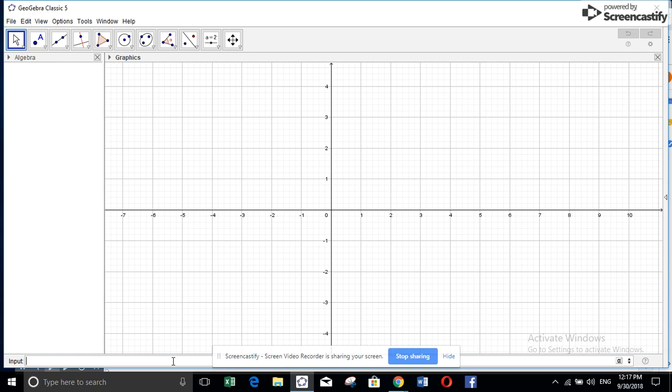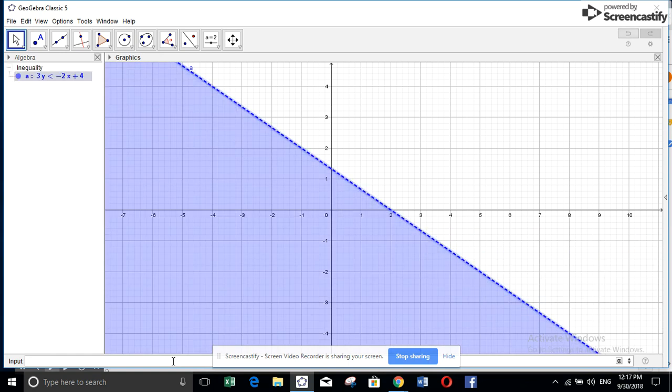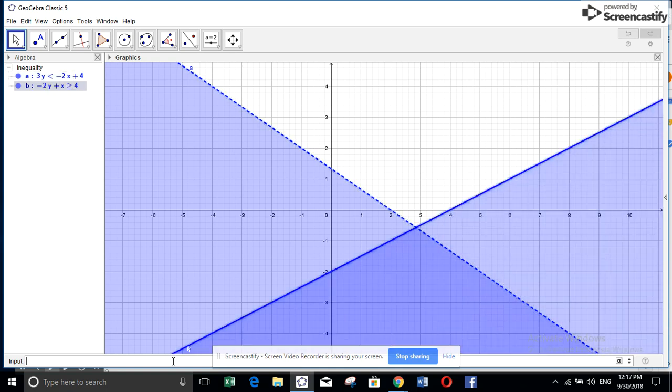So I have the first line, 3y less than minus 2x plus 4. The second line, minus 2y plus x bigger or equal to 4. And the third line, y bigger or equal to minus 3.